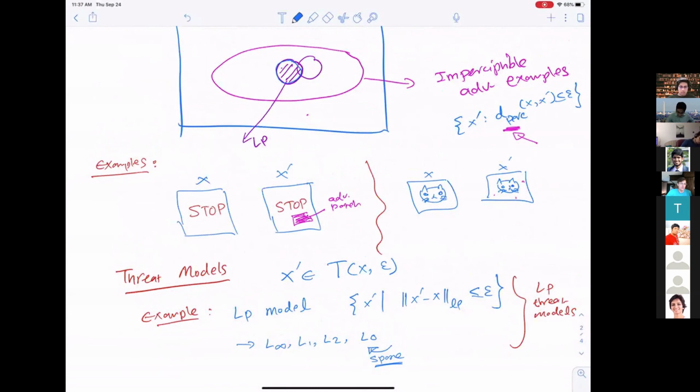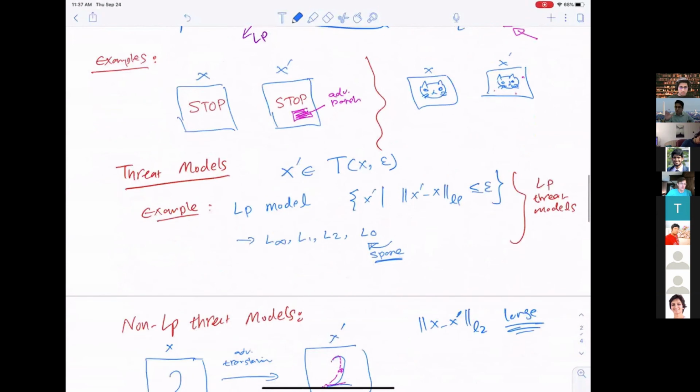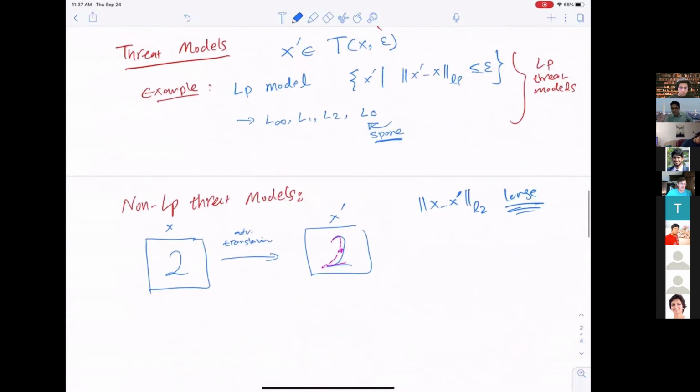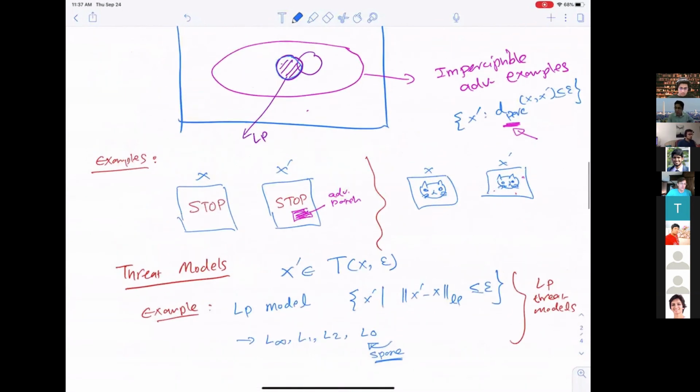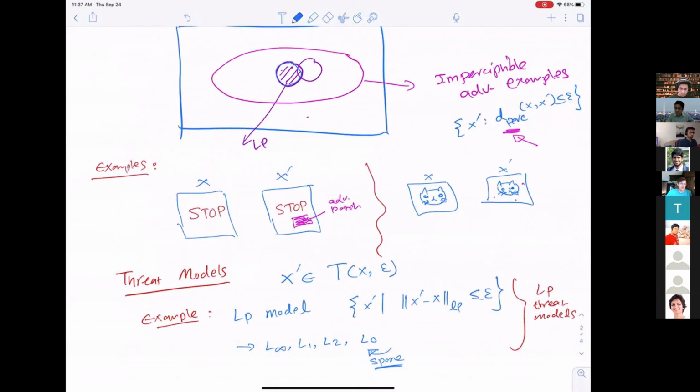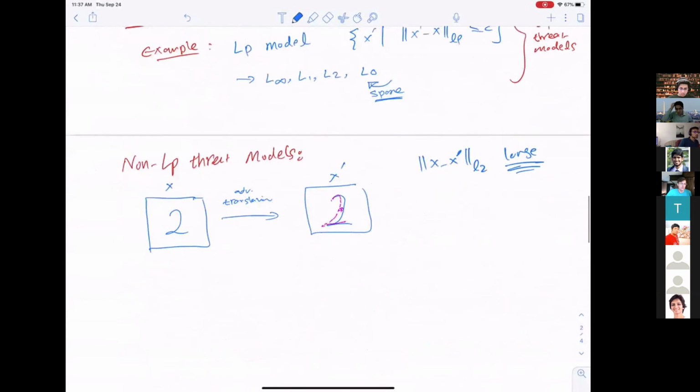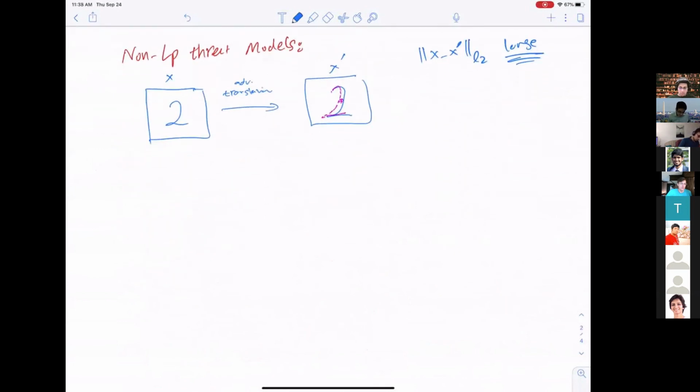But still, the change is imperceptible, right? You just, maybe with 1 pixel, rotated or translated X to X prime. So therefore, we are still in the imperceptible set, but perhaps not in the LP threat model. So there are a lot of interesting non-LP threat models. I'll just give you one example.